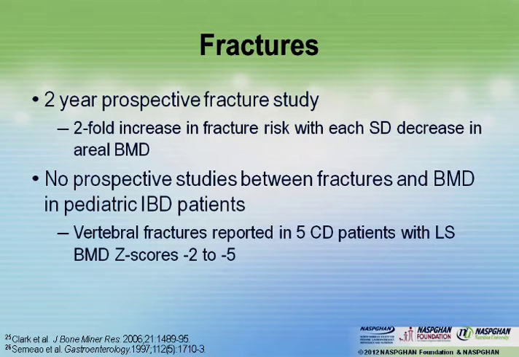This 1-2-year prospective study found a twofold increase in fracture risk with each standard deviation decrease in areal bone mineral density. But there have been no real prospective studies between fractures and bone mineral density in pediatric IBD patients. One study from 1997 actually reported 5 patients with Crohn's disease who had a lumbar spine bone density ranging from -2 to -5, and they all had vertebral fractures.